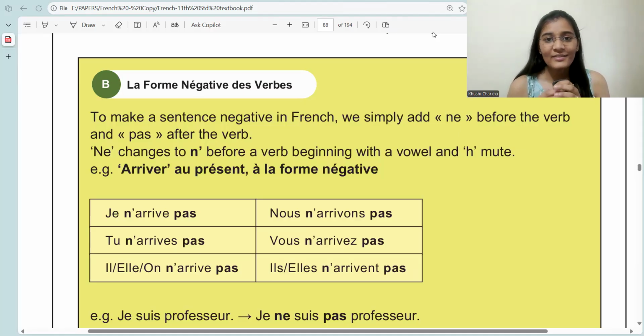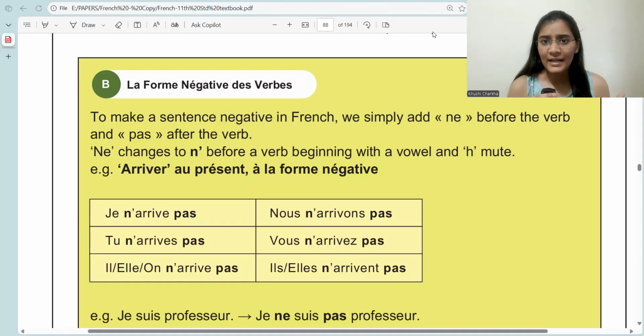Well, Khushi, in this video, we are going to learn about a very important topic. This video is relevant for anyone who is learning French. The screen which you can see is from the HSC 11 standard textbook, lesson number 4. Okay, so today's topic, as you can see, is how to make a sentence negative in French.